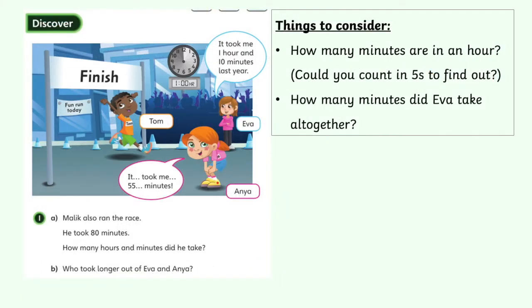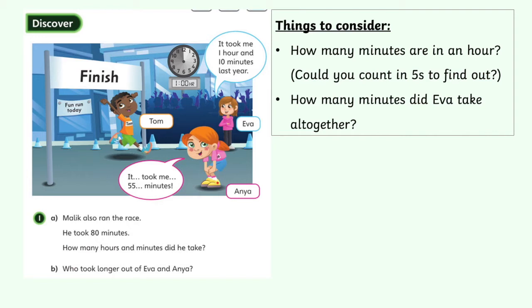Here we are then with today's Discover. Now if you have a look at the picture, you can see that we've got 3 children here, Tom, Eva and Anya, and they're taking part in a fun run. Eva says, it took me 1 hour and 10 minutes last year, and Anya says, it took me 55 minutes. Oh, she looks out of breath.